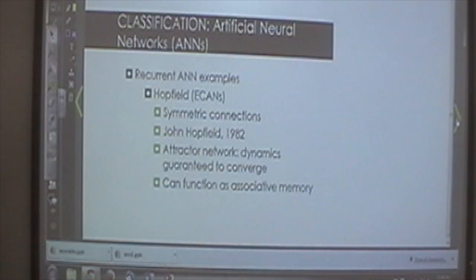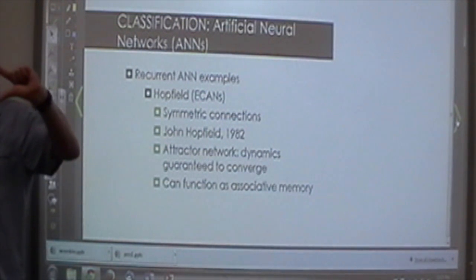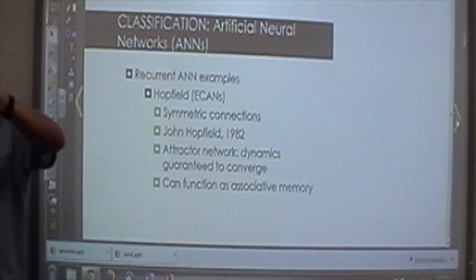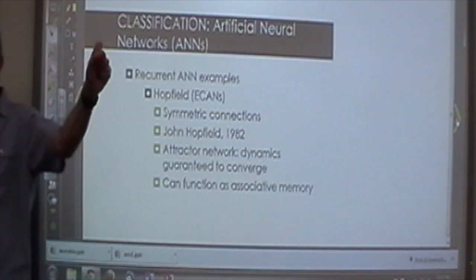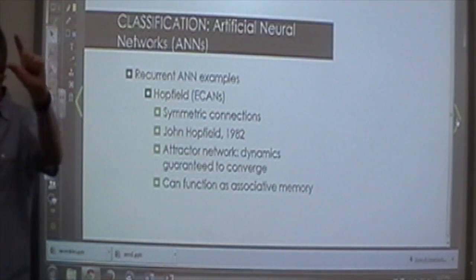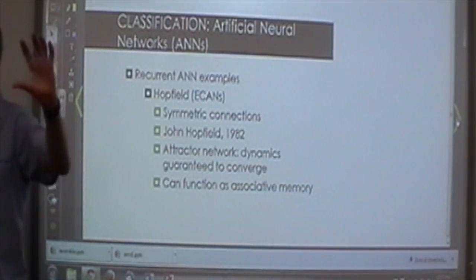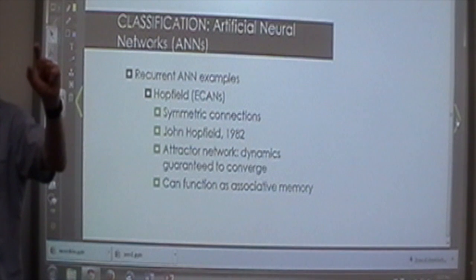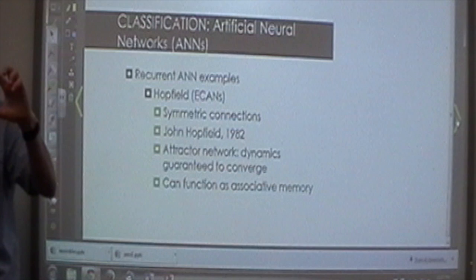Some other types of recurrent neural networks: Hopfield networks, which were designed by John Hopfield in 1982. These all have symmetric connections. So if you've got two neurons, you've got a single weight between them, and they can go in both directions with that same weight. If neuron A is connected to neuron B with weight 1/2, it's the same weight from B going to A.